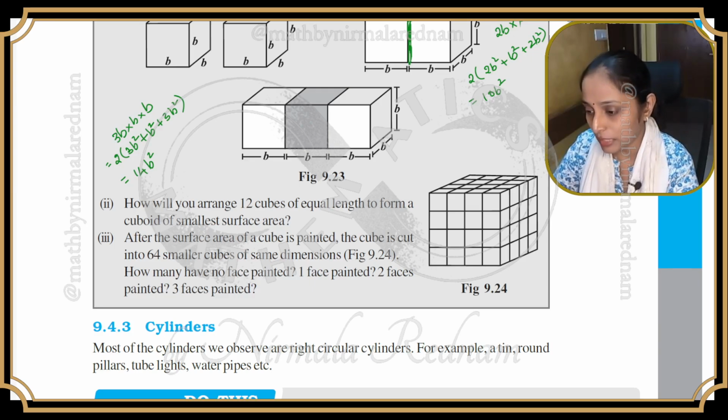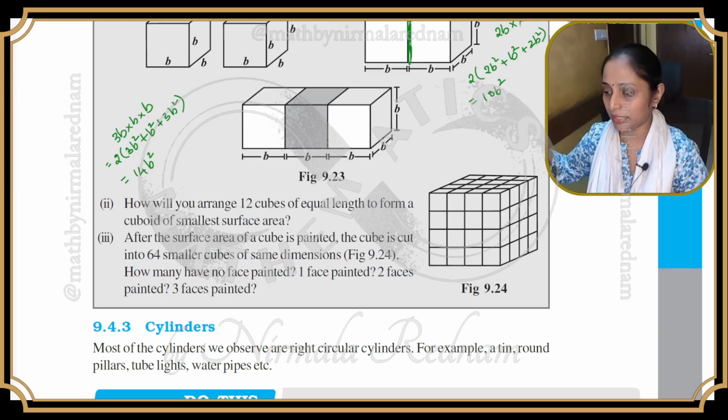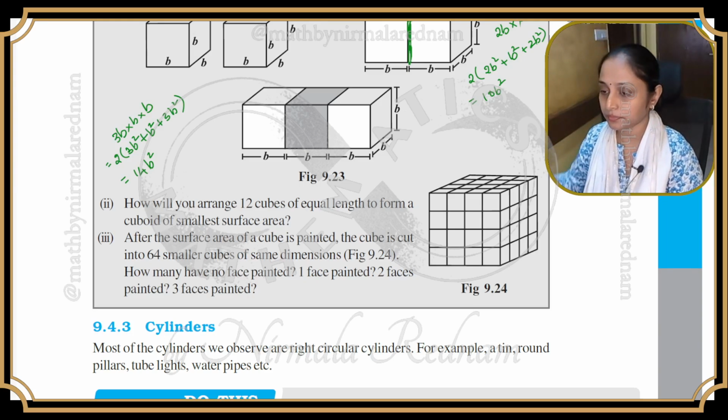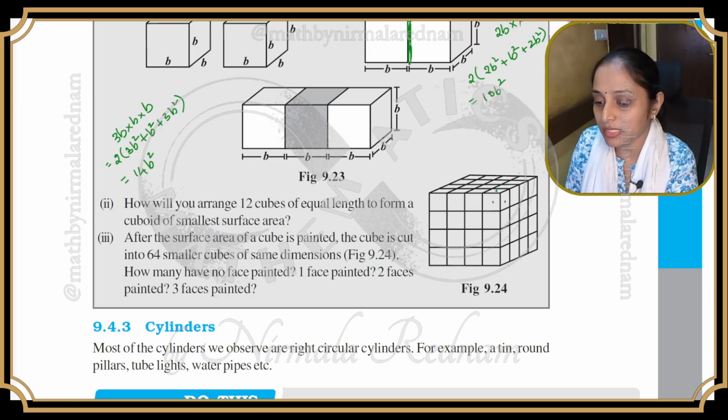Let's start from three faces. If you look at three faces painted, you will see that this right here, which contains the corner of the larger cube, is three faces painted. So for three faces painted, I am going to have along the corner, that means I have 8 corners that we have already discussed.